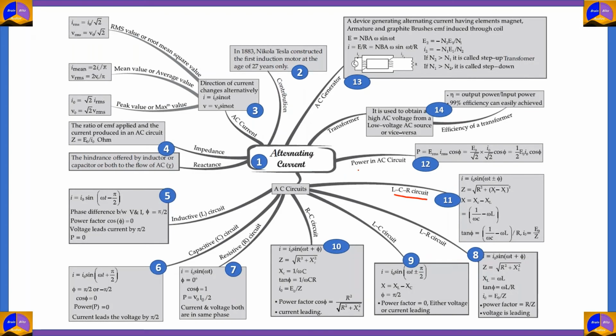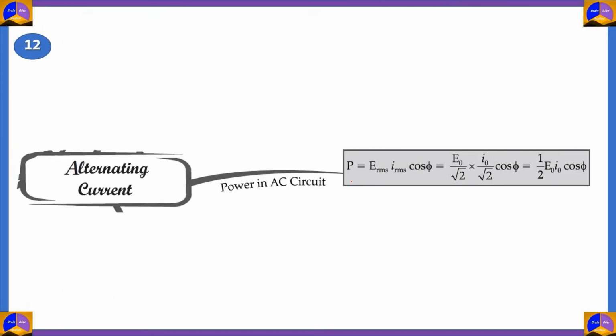So now we move on to the next big topic, the power in an AC circuit. In normal classes, we've learned that power is equal to V into I, and this is for DC current. However, in an AC current, we need to find out the phase difference and the direction, etc., because this is alternating. The direction alternates every half time period. So to get the value of power, we use the RMS values of both the EMF and the current, and then multiply that with the power factor.